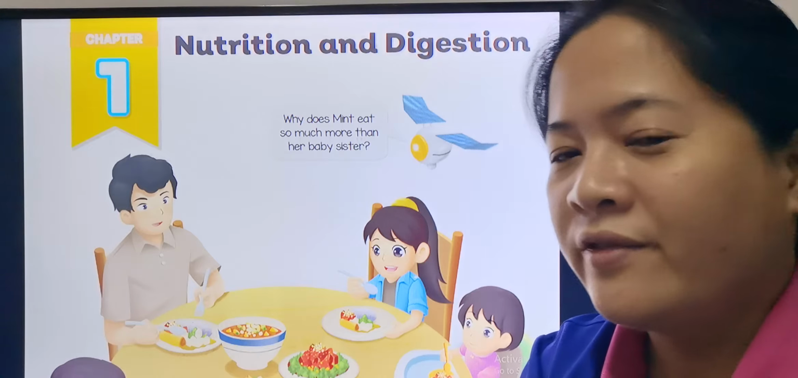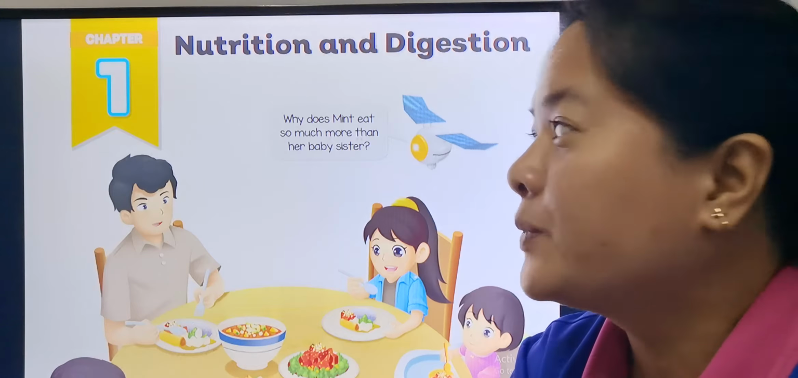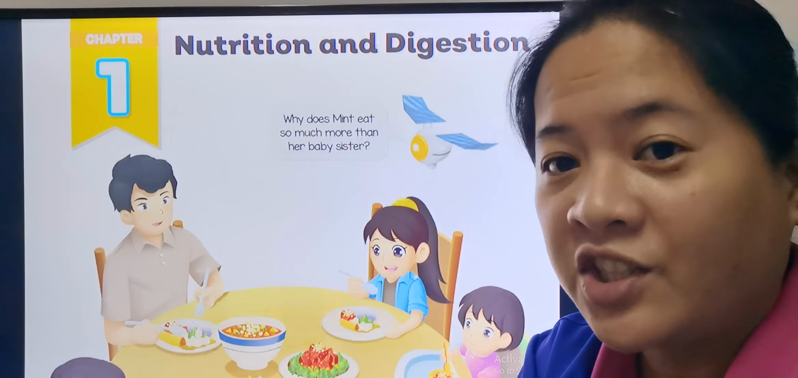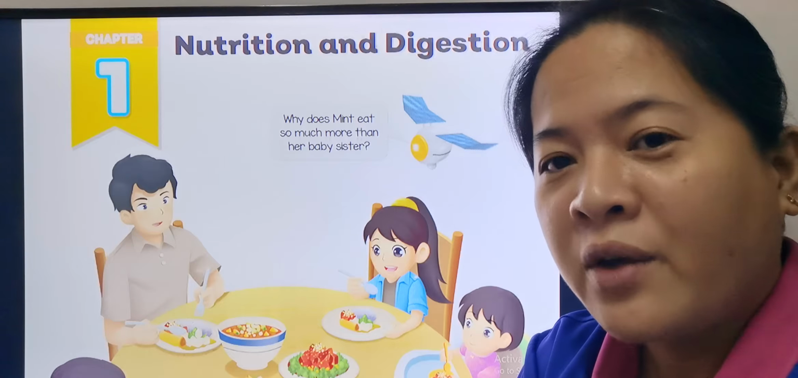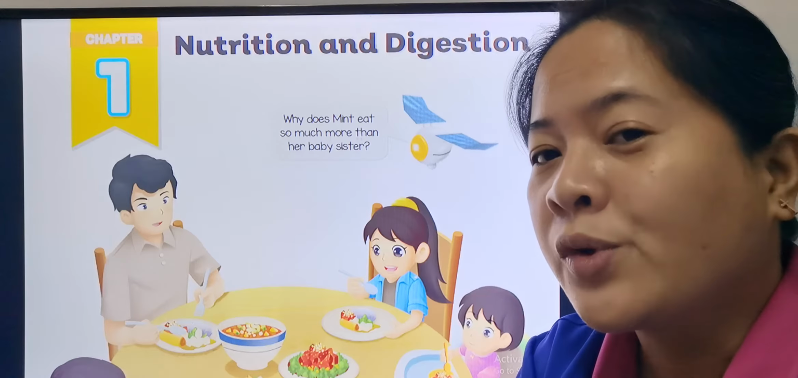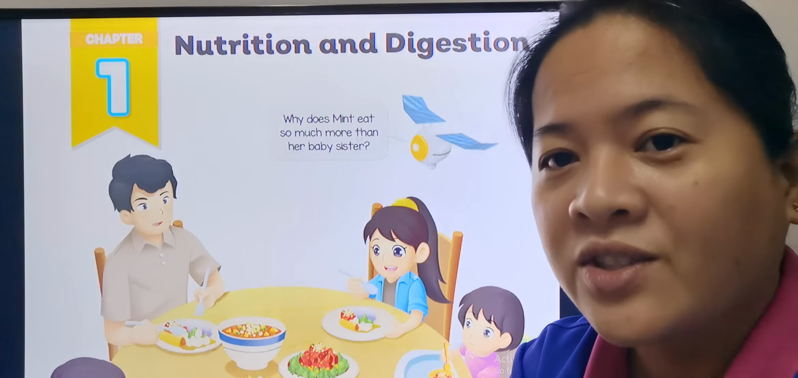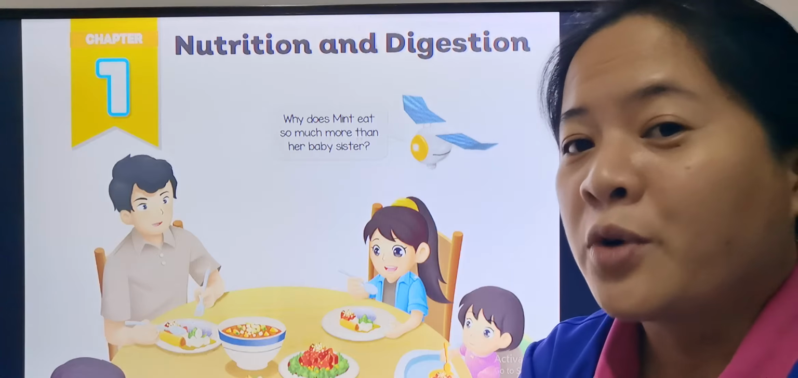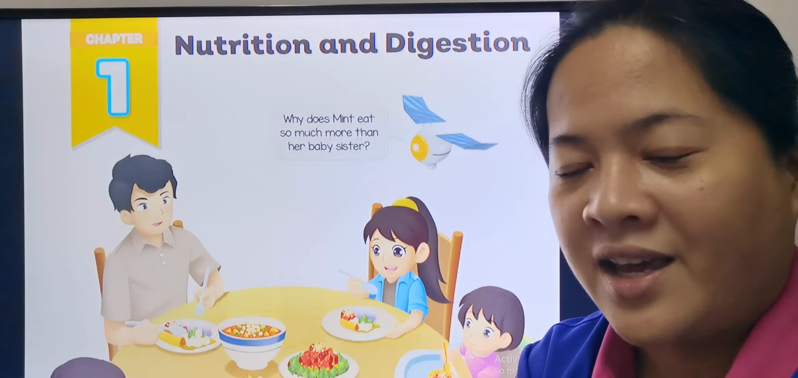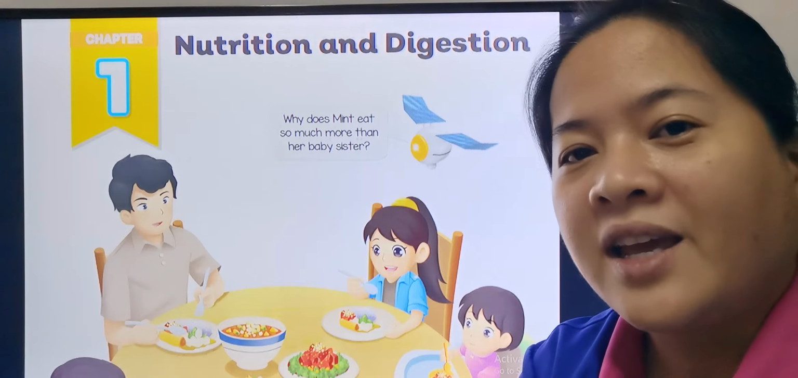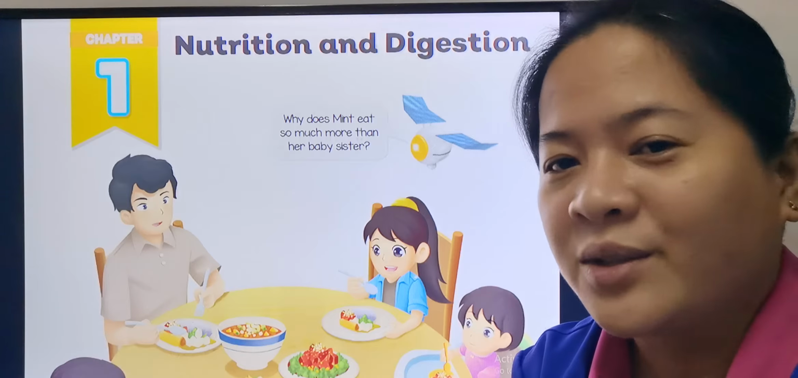So we already finished the whole unit, chapter 1, nutrition and digestion. For today, we're just going to finish your workbook, those pages that we haven't answered yet. And then tomorrow, we're going to have a quiz, okay? So we're going to review today so that tomorrow you can answer your quiz.